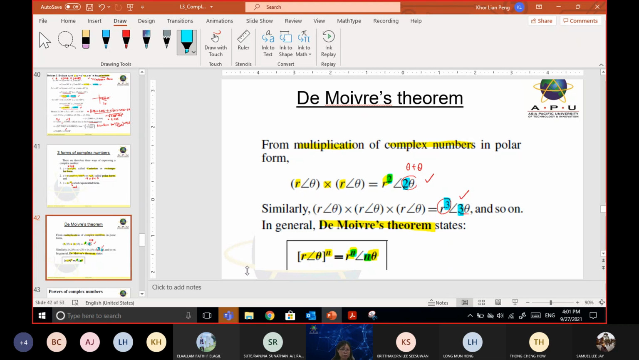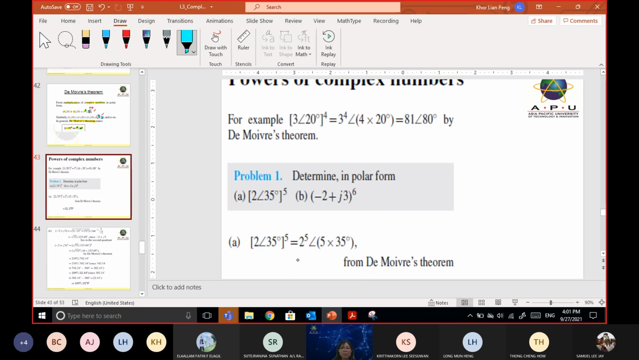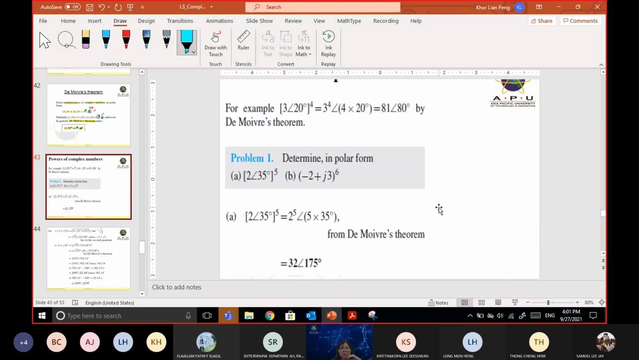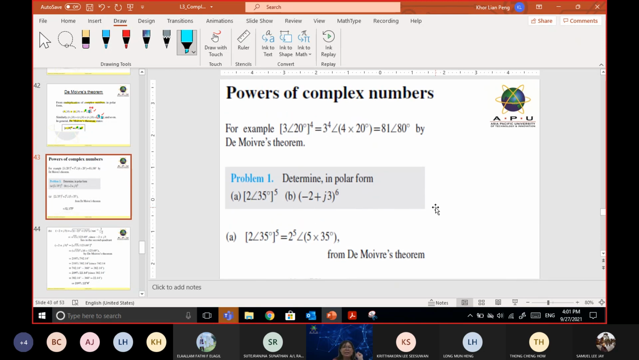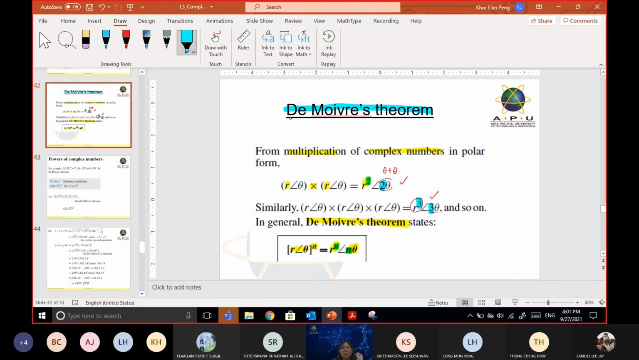It's going to be very useful if you deal with powers. For example, power of 5, power of 6, when you have higher values of the power, of course it's impractical for you to expand it the normal way. That will be difficult. So now let's look at a few examples. Using de Moivre's theorem becomes much easier. But one thing, when you want to apply de Moivre's theorem, your complex numbers must be in the polar form.